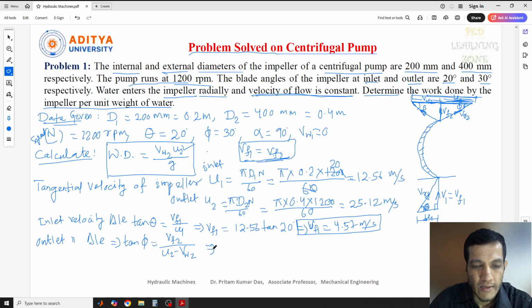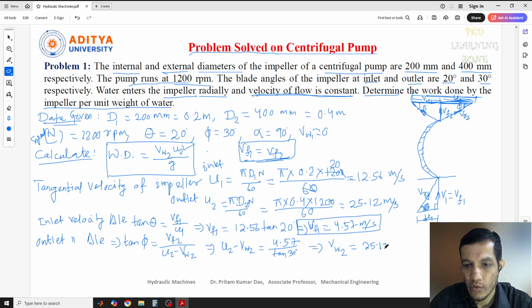So what I can write here, the unknown is the VW2 part. So I'll take U2 minus VW2 equal to VF2 value. The same thing I can write here: 4.57 divided by tan phi. Tan phi, that is nothing but tan 30 degree, correct? So now here I can write VW2. Okay, VW2, I'll take it to this side. U2, how much? This is 25.12, what we have calculated already here. And this minus 4.57 divided by tan 30.